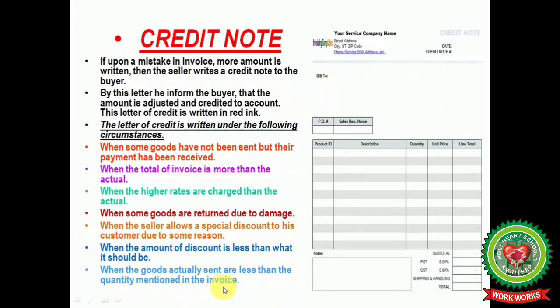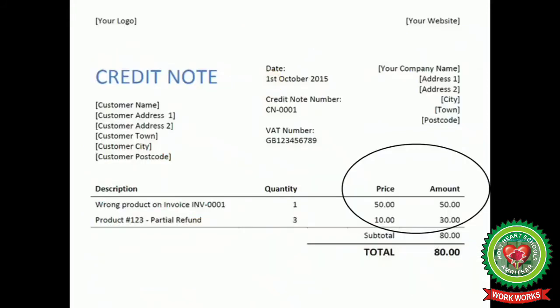So in these types of cases or circumstances, the seller writes a credit note to the buyer with red ink in which the details are mentioned. Like in this sample we can see wrong product on invoice, that is of 50 rupees, that is charged by the buyer, but the buyer is not being paid.